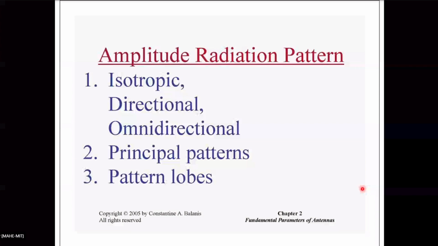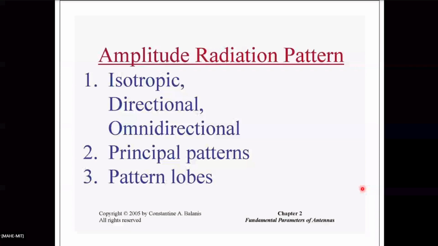Now, what is a directional antenna? The last example that I showed you, what type of pattern was it? Isotropic, directional, or omnidirectional? It was directional. What is a directional antenna? A directional antenna is one which has the property of radiating or receiving electromagnetic waves more efficiently in some directions than in others.